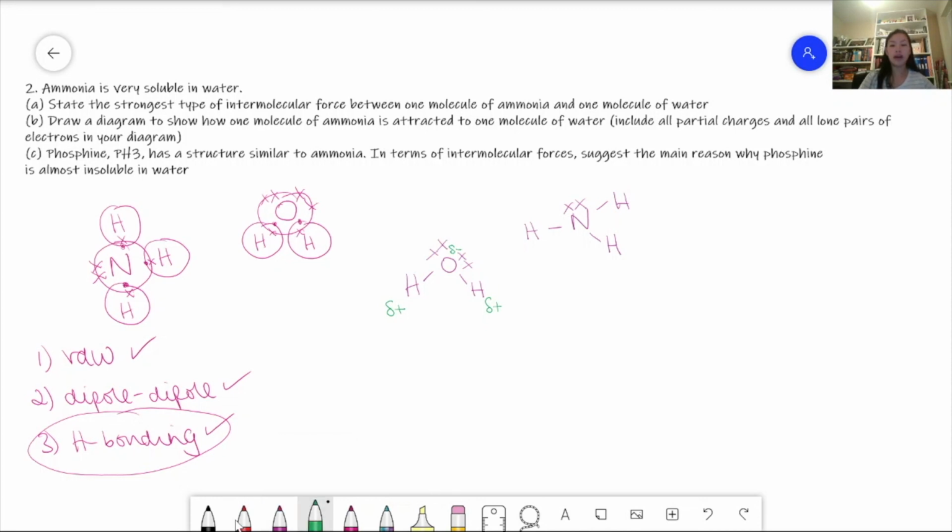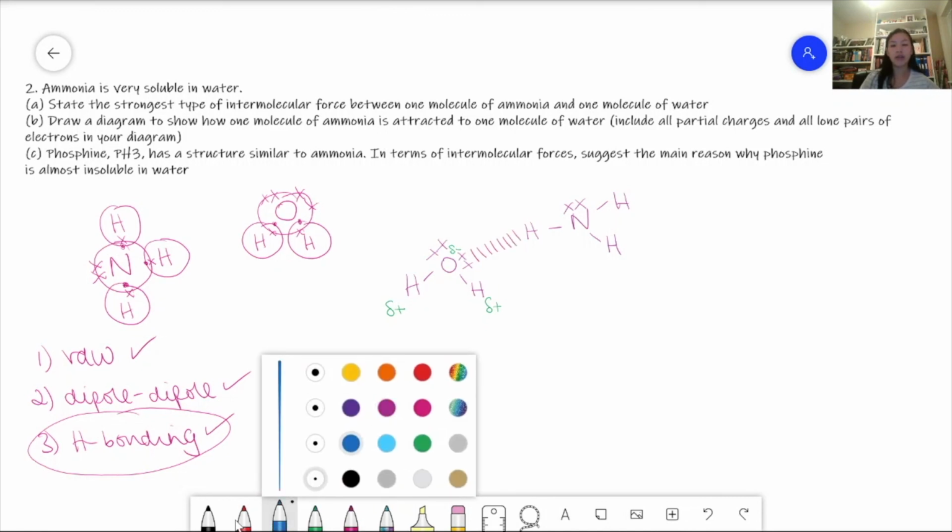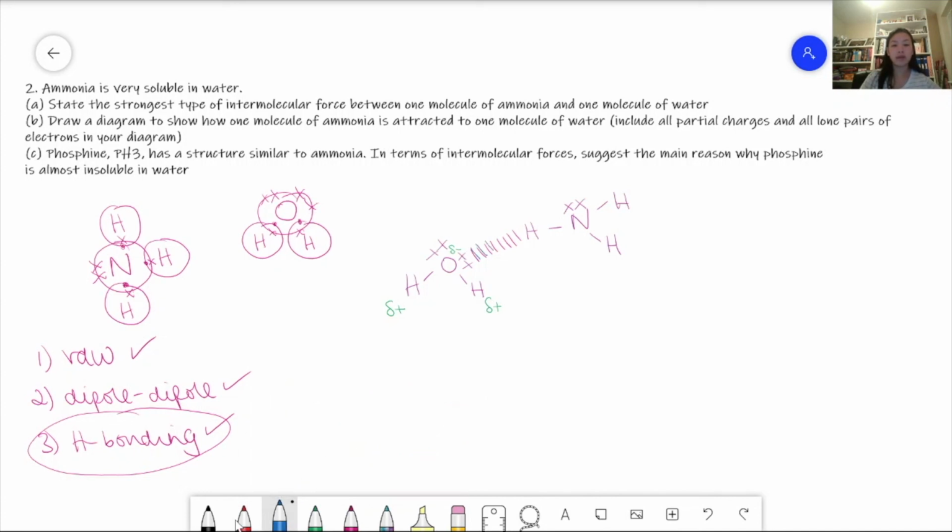Then we have hydrogen bonding between the oxygen and the hydrogen, because the nitrogen would have the partially negative charge, whilst the hydrogens would have the partially positive charges. And this would be 180 degrees. So this is how one molecule of water would be attracted to one molecule of ammonia.